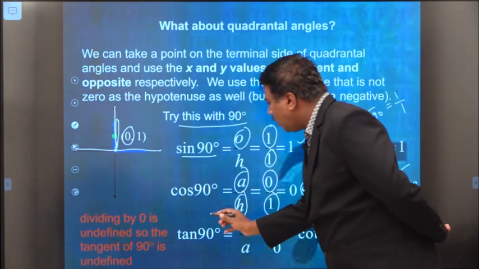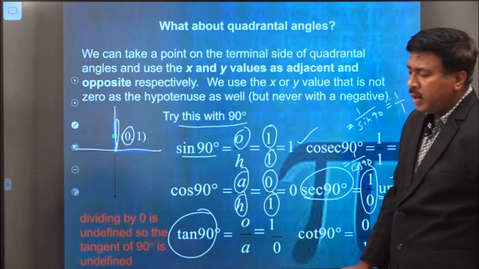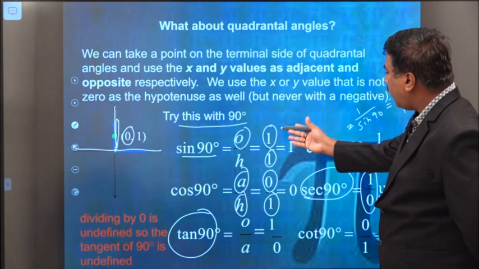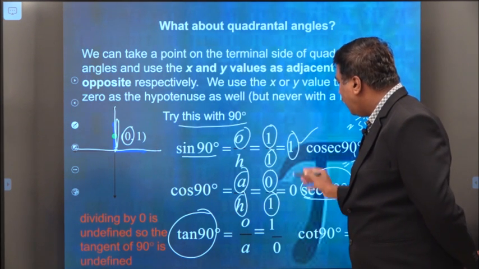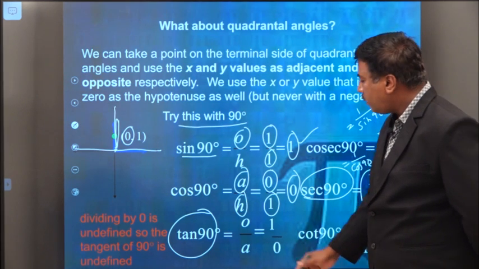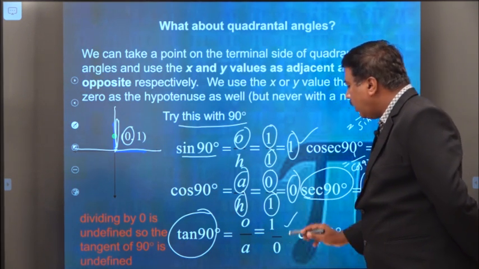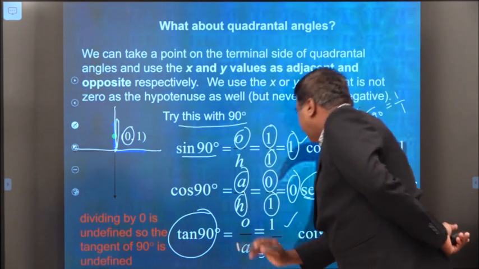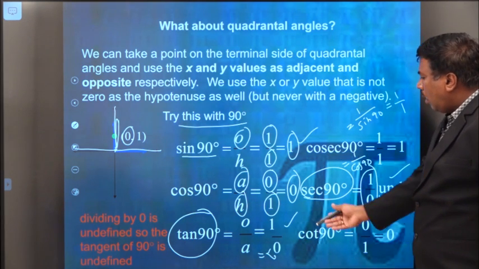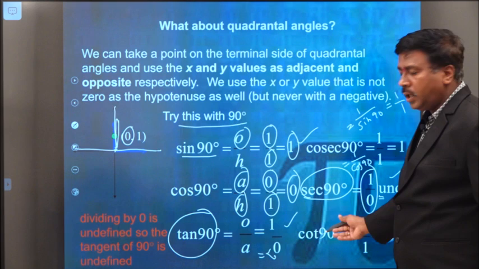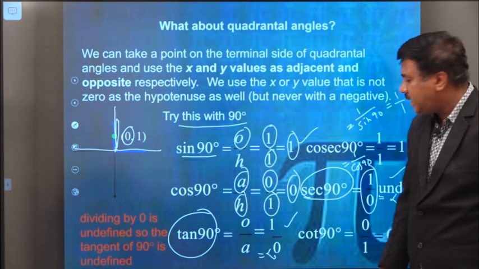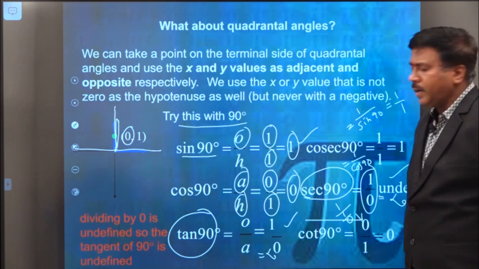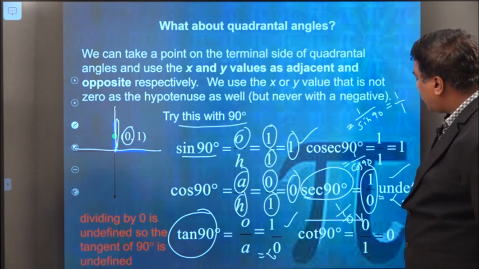Depending upon this, we have to find the value of tan 90. Tan 90 is sin 90 by cos 90. When you evaluate these values, this value is 1 and this value is 0. That means opposite side by adjacent side, so we will get 1 by 0. 1 by 0 is also equal to infinity. And the reciprocal of tan 90 is cot 90, that is equal to 1 by tan 90, that is 1 by 1 by 0. Then automatically we will get 0 by 1, and 0 by 1 is nothing but 0.